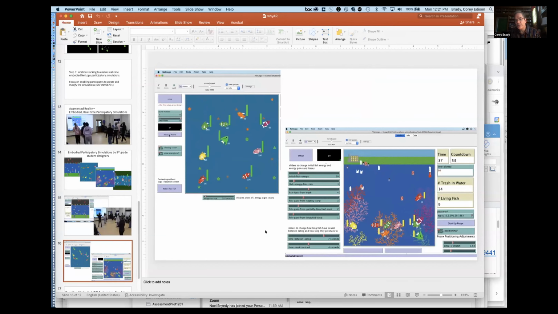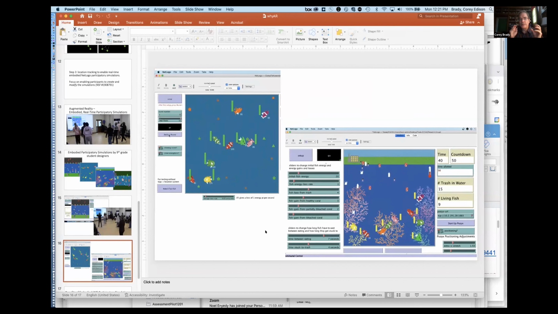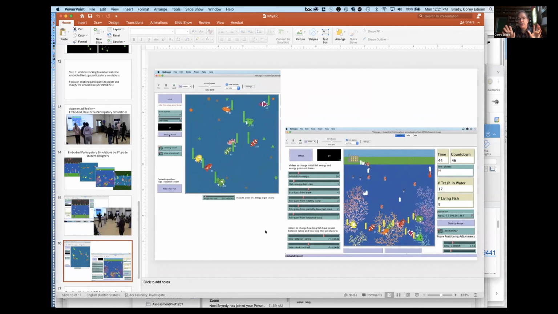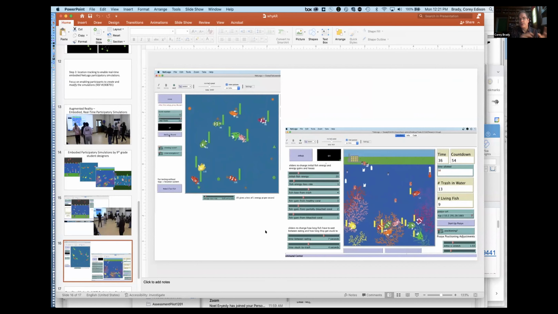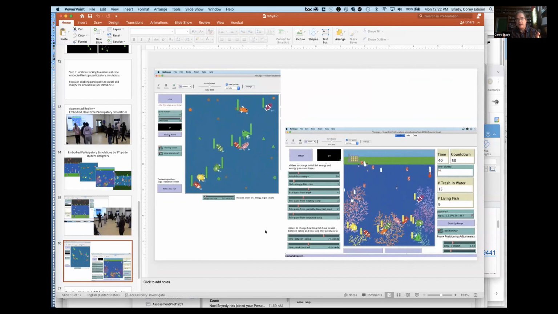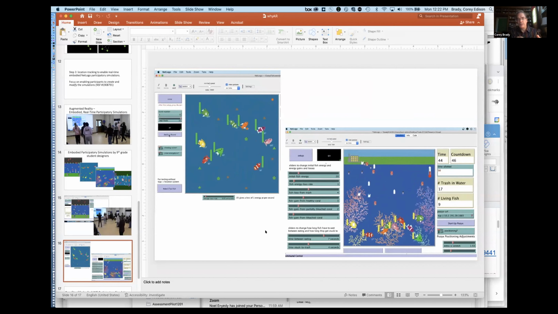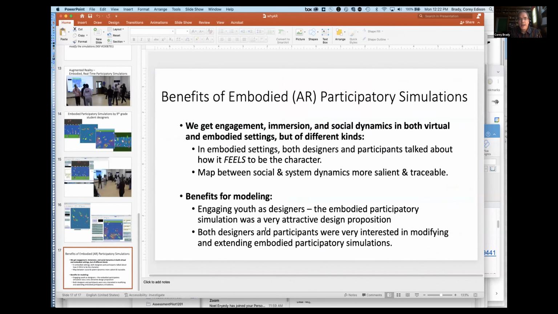So here are two others. Again, the project here is a group of ninth graders who are studying ecosystems and sustainability, who want to teach what they've learned and what they're passionate about to a middle school audience. So they worked with us for a semester to create these augmented reality embodied participatory simulations, and then to play test them, and then to run them with the ninth graders.